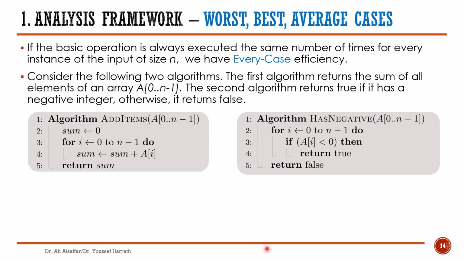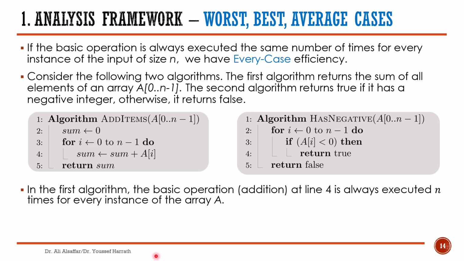The answer is no. Now suppose the first element in the array is negative, then we have only one comparison. And if it is the second element, then we have two comparisons. And if no negative exists in the array, then we have n comparisons. So we have cases. We have the best case, which is one comparison when the negative integer is the first element in the array. And we have the worst case with n comparisons when the negative integer is at the end of the array or no negative integer exists in the array.